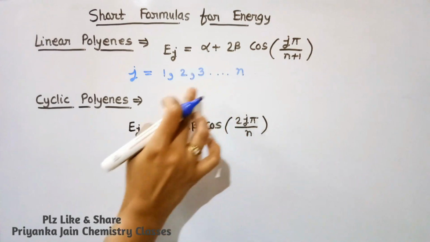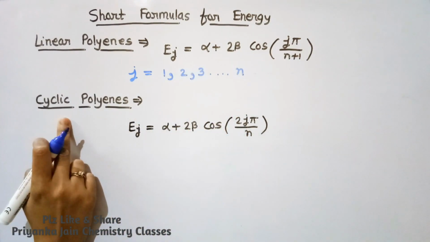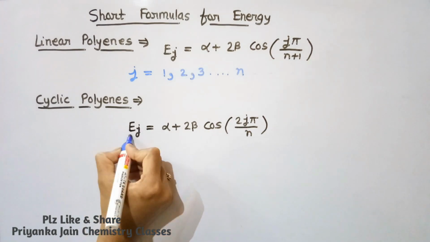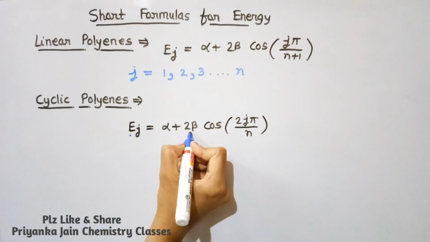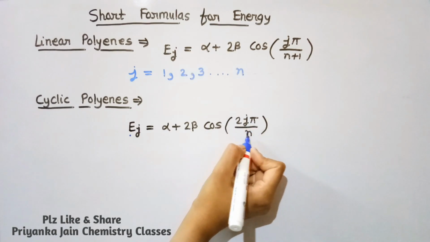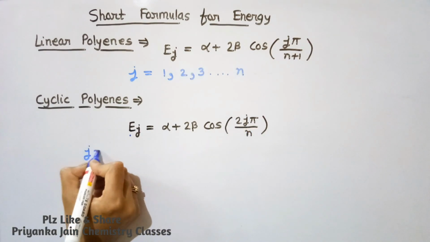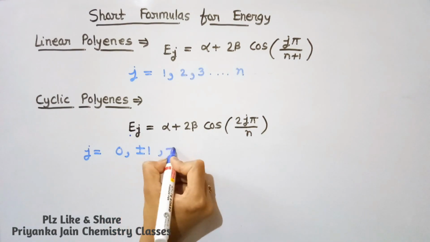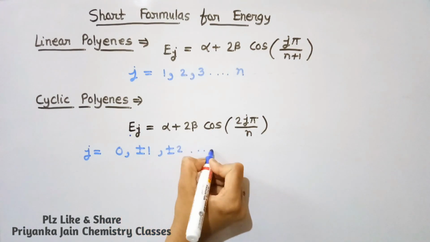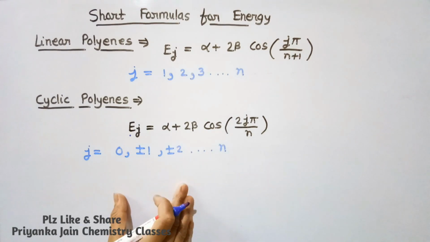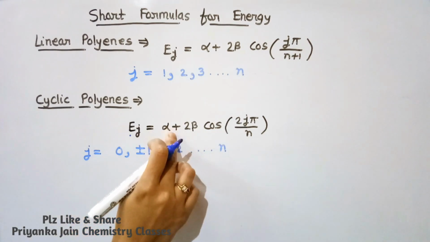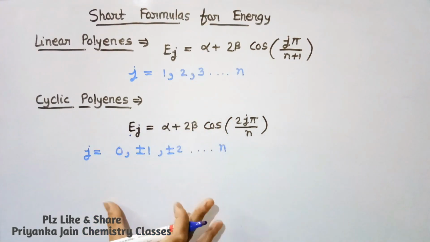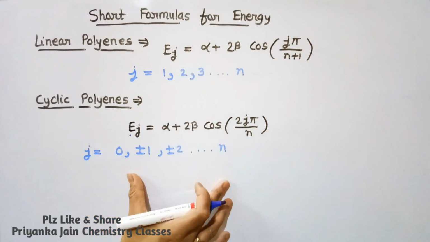Okay, in this manner. And for the cyclic polyenes, the formula is somewhat different. Here the value of energy is given by Ej is equal to alpha plus 2 beta cos (2 j pi upon n). Here the j value will be somewhat different. That will be 0, plus minus 1, plus minus 2, in this way till the value of n. Okay, so in this way we can put here different values, and we can find out the energy levels. Okay, so we will consider them with the help of examples.